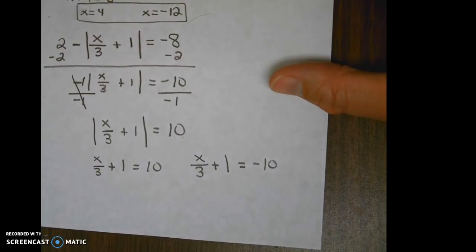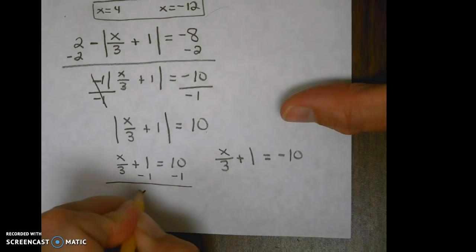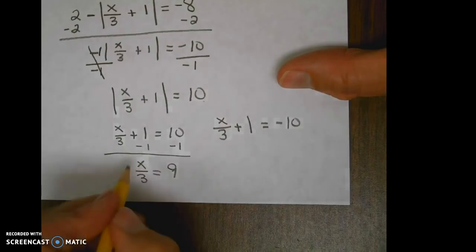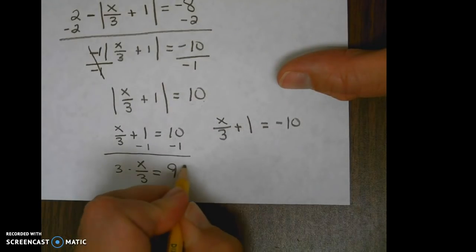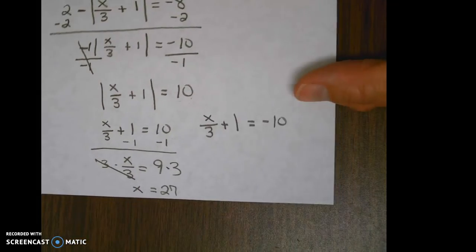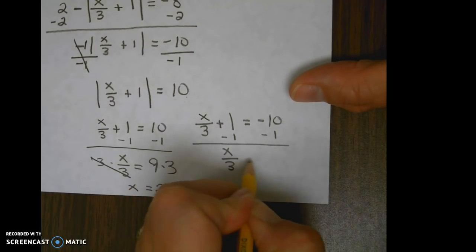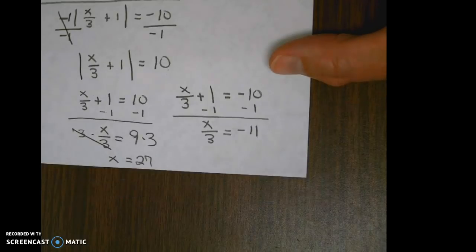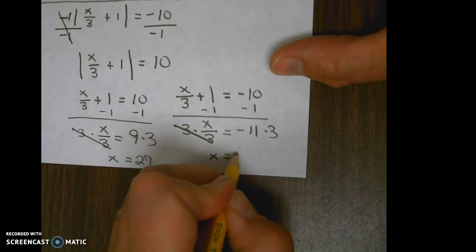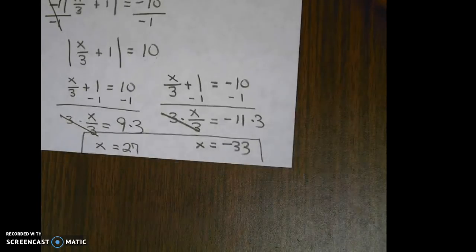And then we solve these 2 equations. And we undo division here with multiplication. Solving this one. Undo division with multiplication. And there you have it.